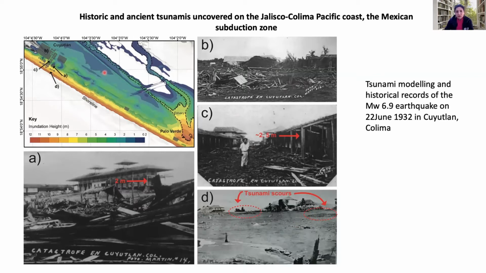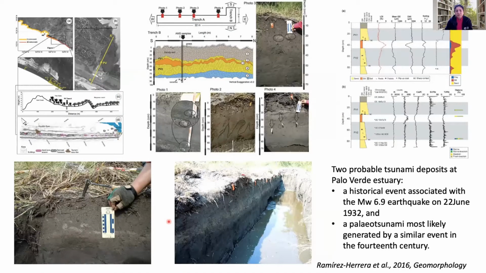So we also took on the task of modeling to test if an earthquake of such magnitude could produce this tsunami. And we found that no, the 6.9 magnitude earthquake couldn't produce such a large tsunami. So our hypothesis is that the earthquake triggered a submarine landslide. I'm not going to show you the whole thing, but just some of the results of the search for the tsunami deposits. In this area, we found evidence of 2 units, one that correlates to the 22nd June 1932 event, and another event that happened in the 14th century.